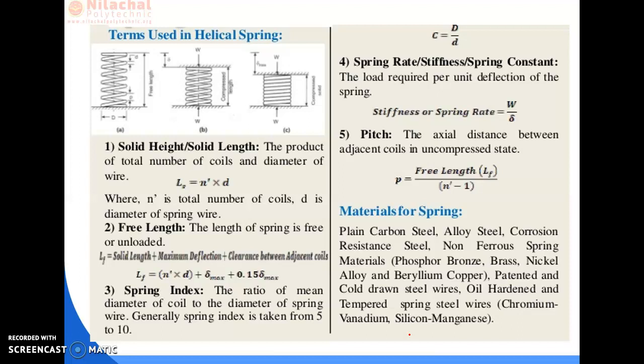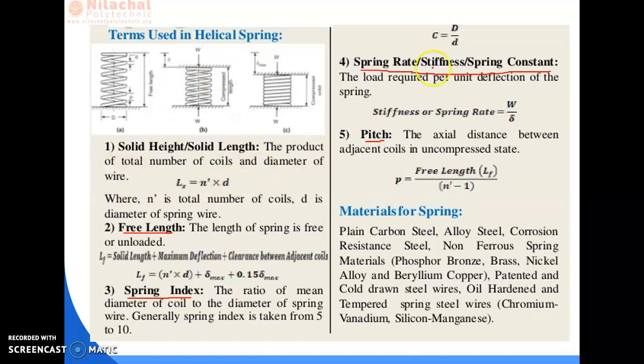After completing the classification of springs, now we will go through the terms related to the helical spring. The terms are, first of all, solid length or solid height. Second is free length. Third is spring index. Fourth is spring rate, stiffness, or spring constant. And lastly is pitch.